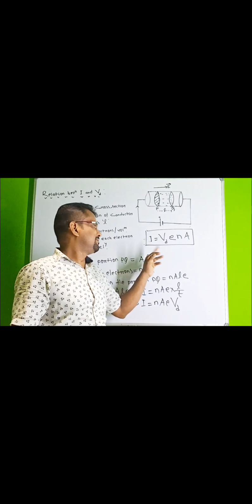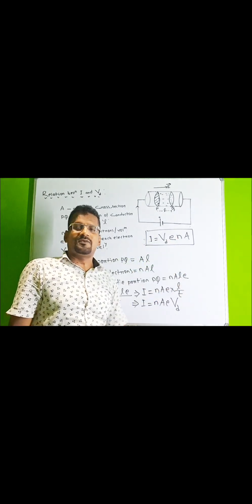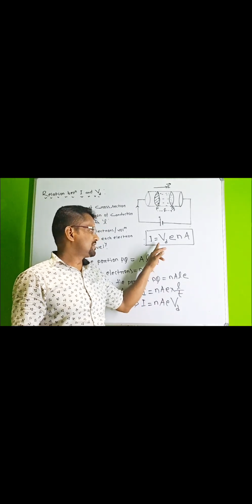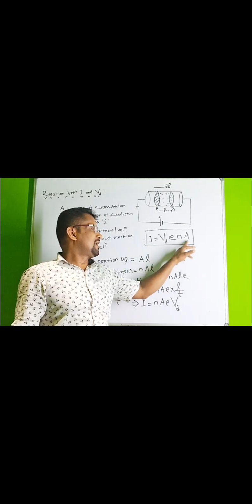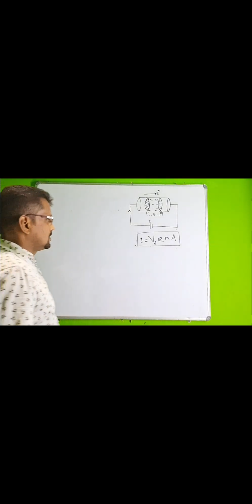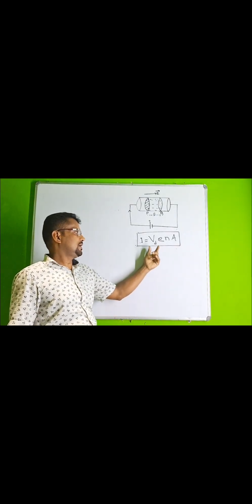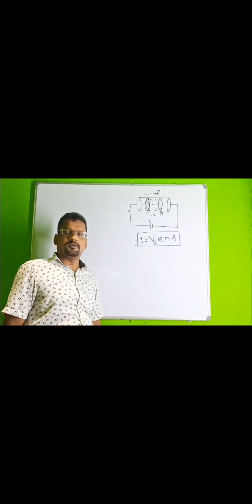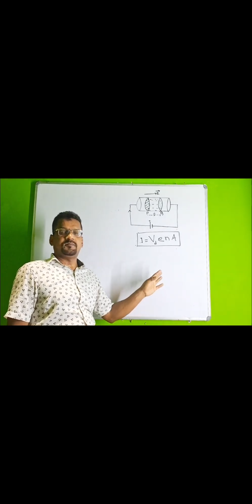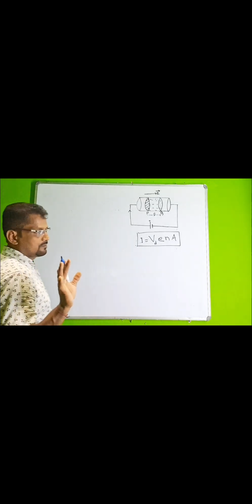And you can remember it. You can design your own technique. But if you say I equals v n A e, that way also you can remember. See, we have already established the relation between drift velocity and current. This is the relation. Now, let us establish some other relations.